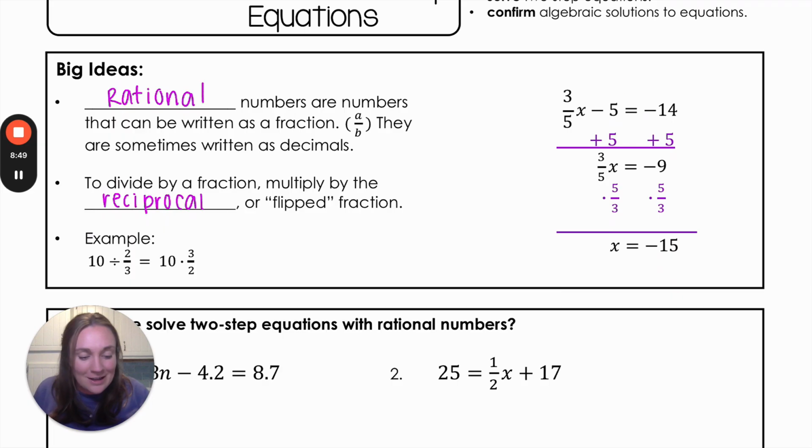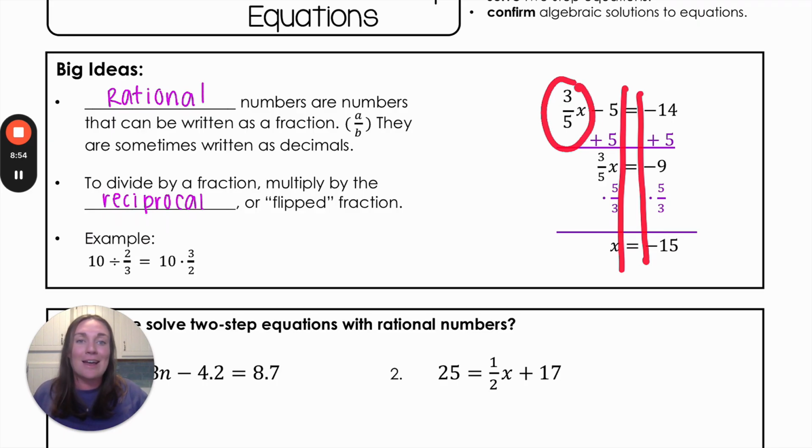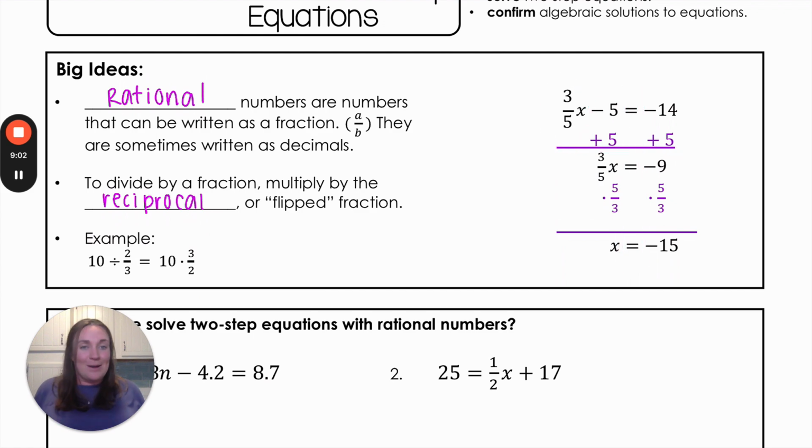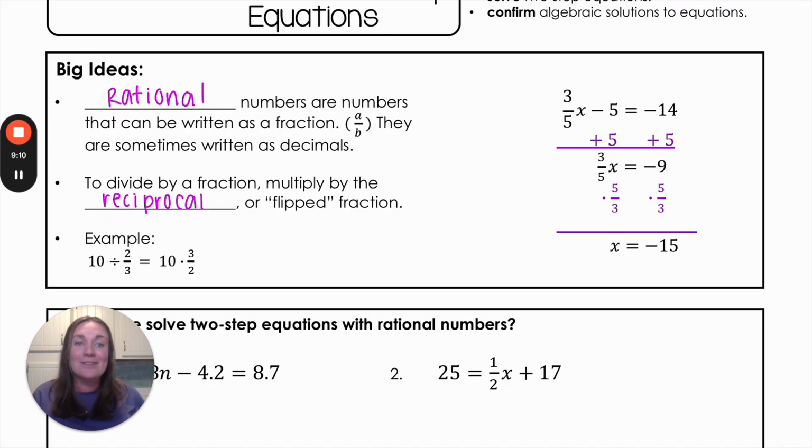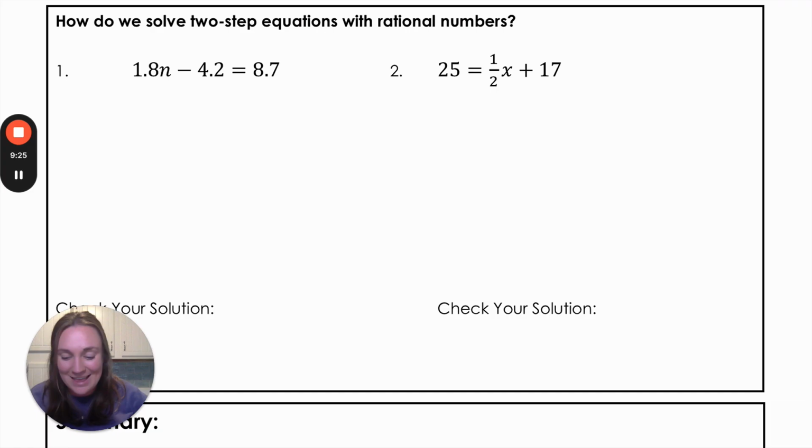So again, we are going to keep that river or those railroad tracks. We are going to circle whatever is with that variable. So this time 3/5. I'm getting rid of that -5 first, so I did +5 to both sides. All right, bringing us down to that step that's new now with that rational number. Remember that 3/5 and x next to each other are being multiplied, so the opposite of multiplying by 3/5 is to multiply by the reciprocal. So I'm going to multiply both sides by 5/3, and when I plug that in, I get x equals -15.